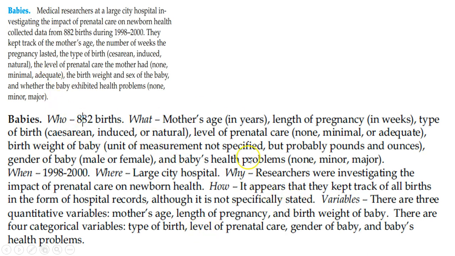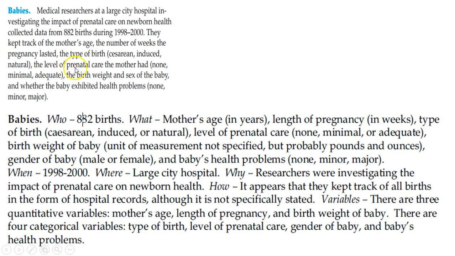So the key with all of this is not just distinguishing it with the problems, but also making sure you can distinguish the variables. For example, the quantitative variables: mother's age. When you're looking through this, mother's age and the number of weeks the pregnancy lasted, right? But the type of birth would not be that. The type of birth would end up being categorical, right?